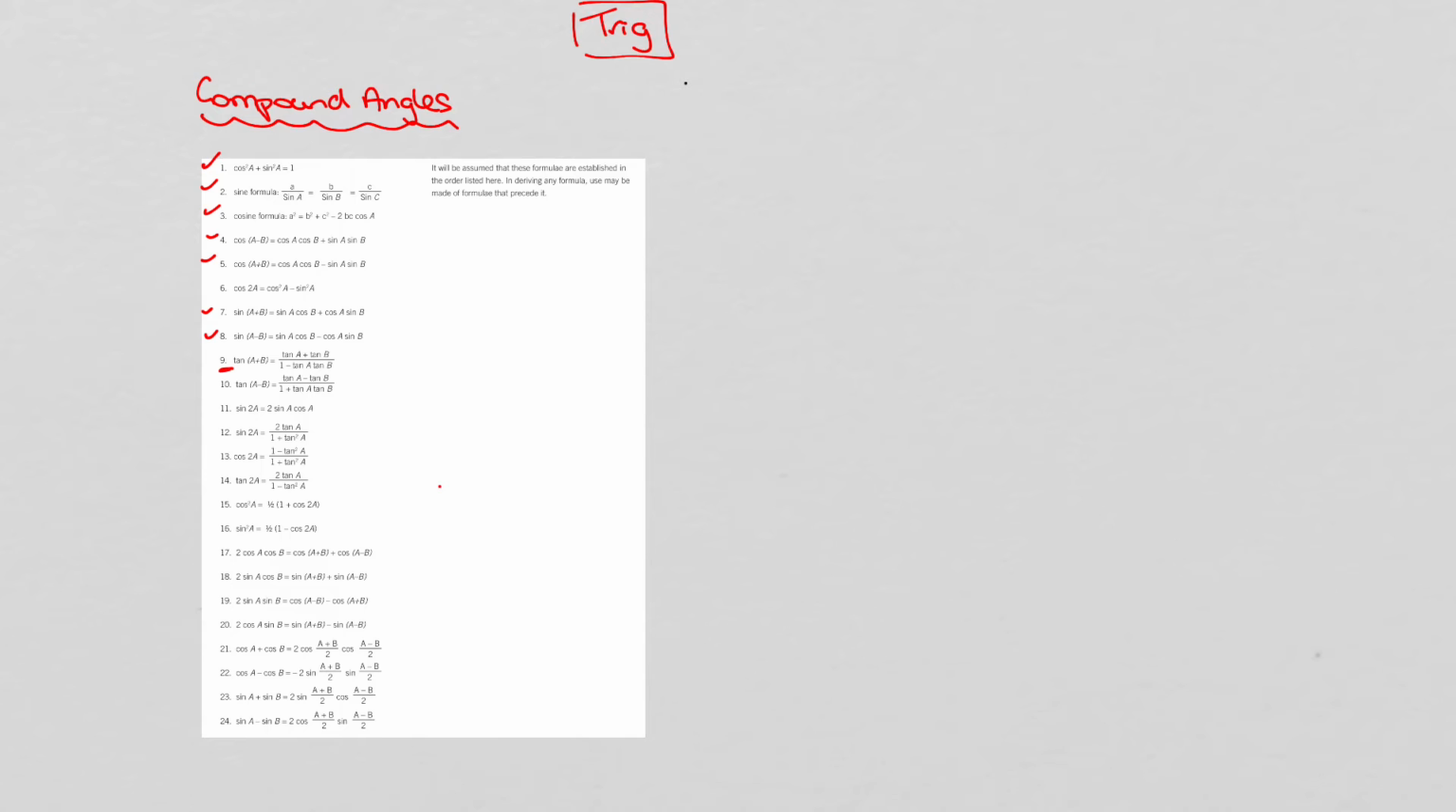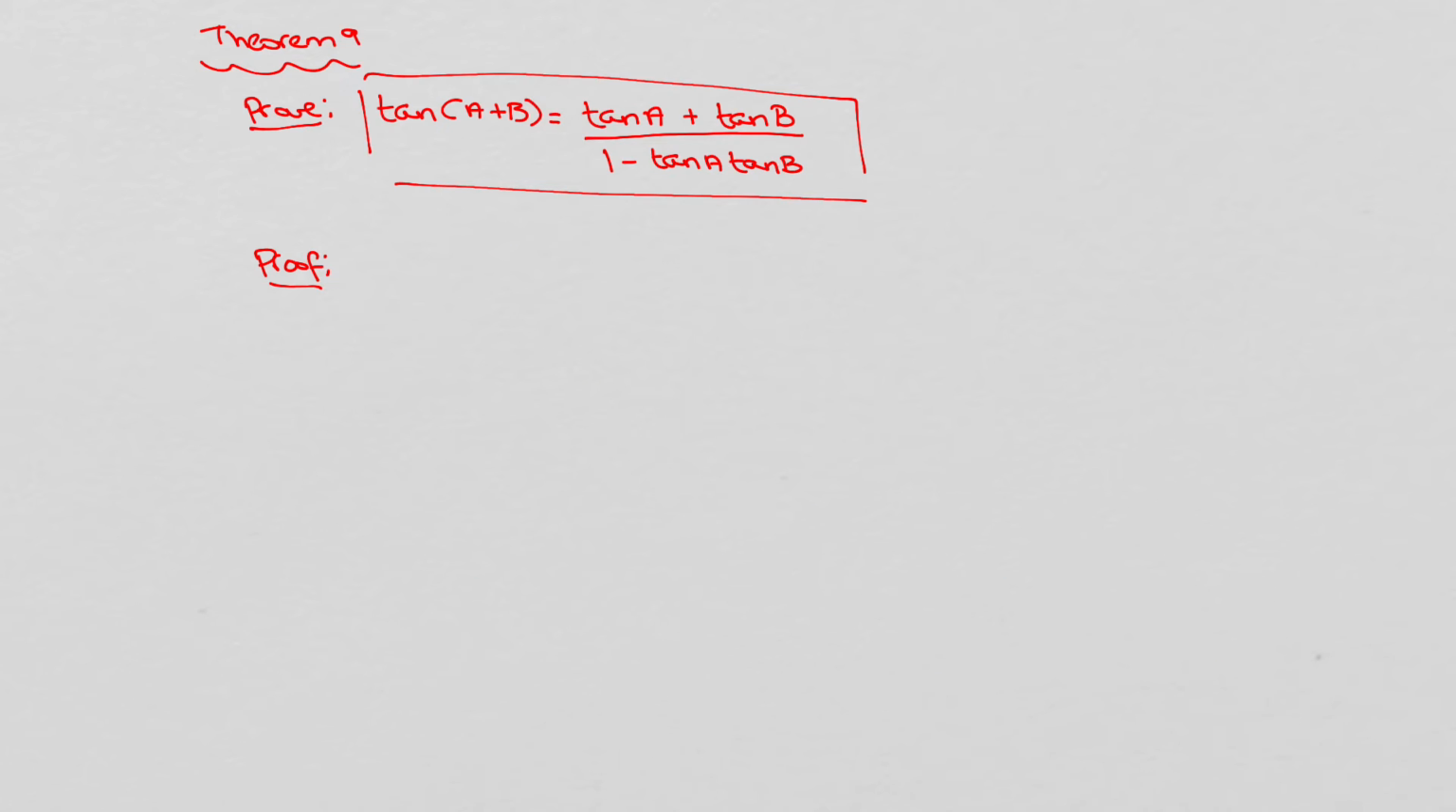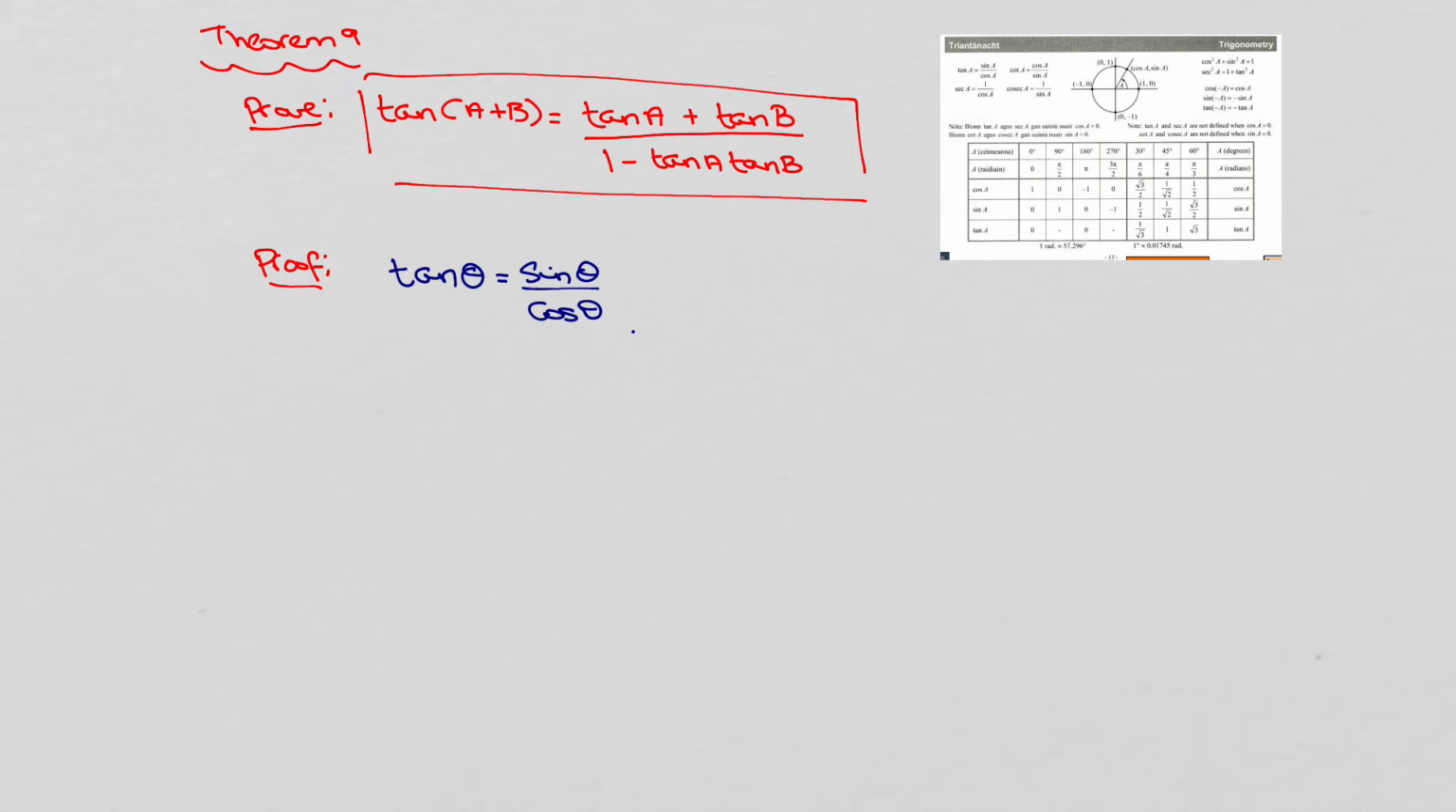So the next one on our list is tan of A plus B. So again, I can use everything before 9, but I can't use anything after 9 to prove it. Okay, so we have to prove that tan of A plus B is equal to tan A plus tan B over 1 minus tan A times tan B. So where we're actually going to start for this one is that tan theta is equal to sine theta over cos theta. And again, this is in our maths tables, and it's the top left here. Tan A equals sine A over cos A.